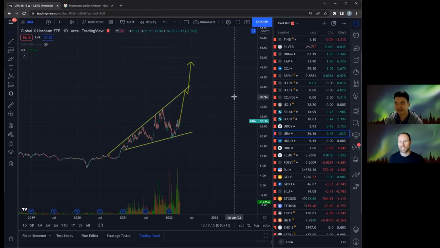So I migrated myself to technical analysis over fundamental. I still look at the fundamentals, but I don't look at them as much as I used to.